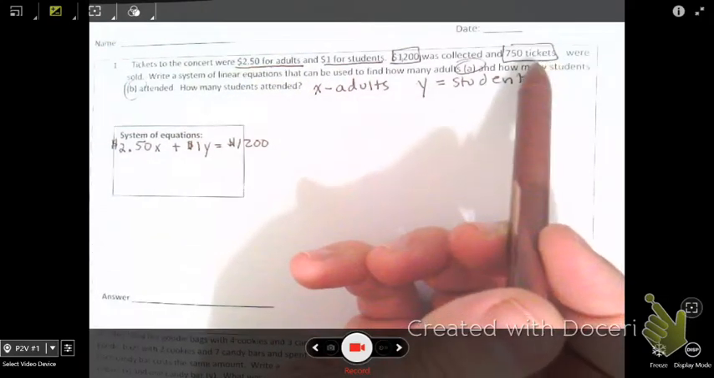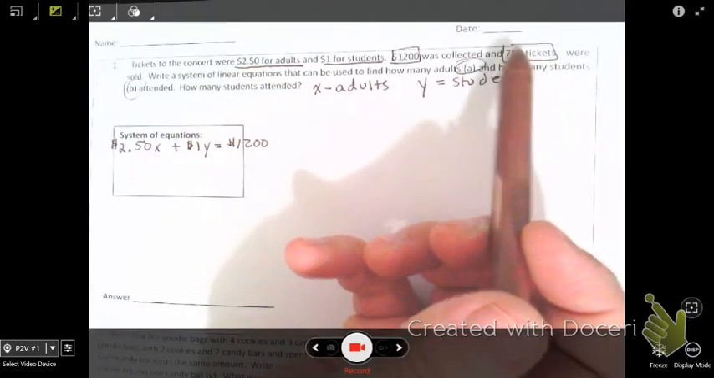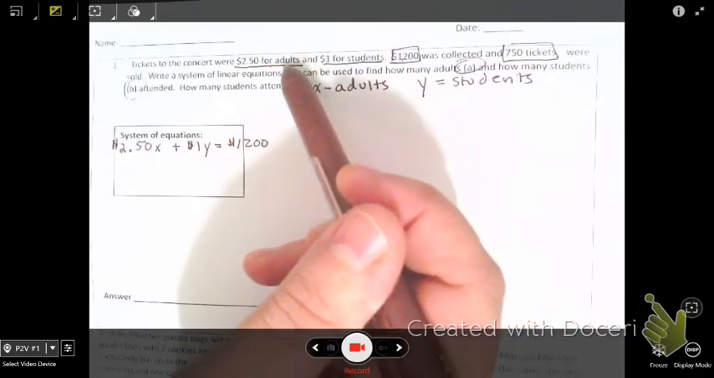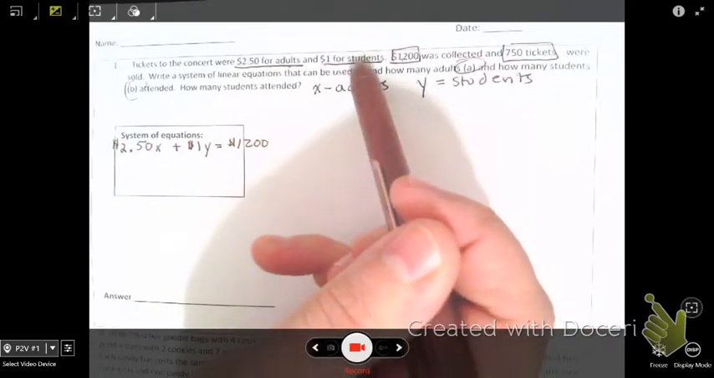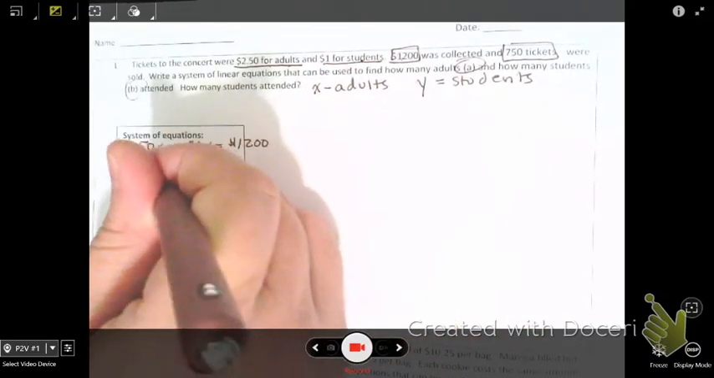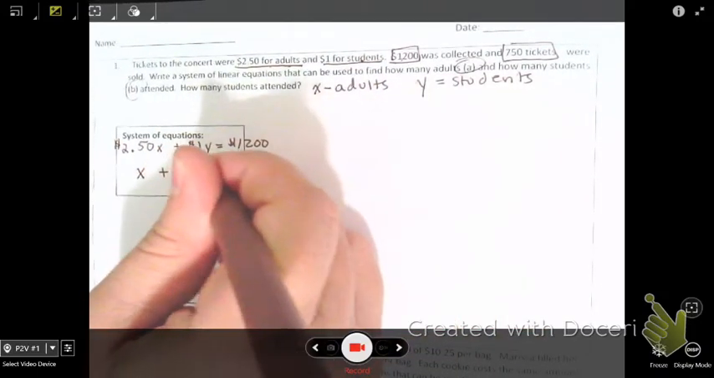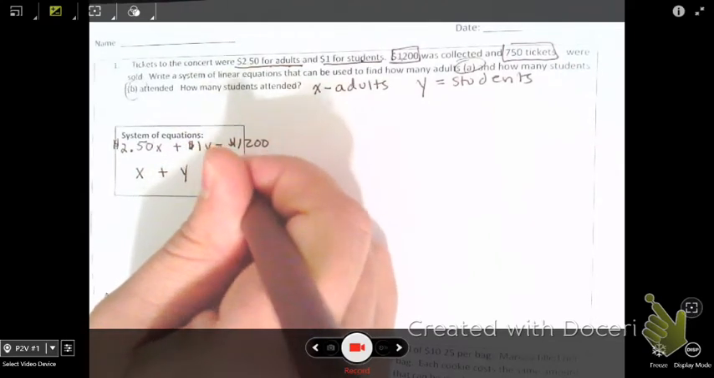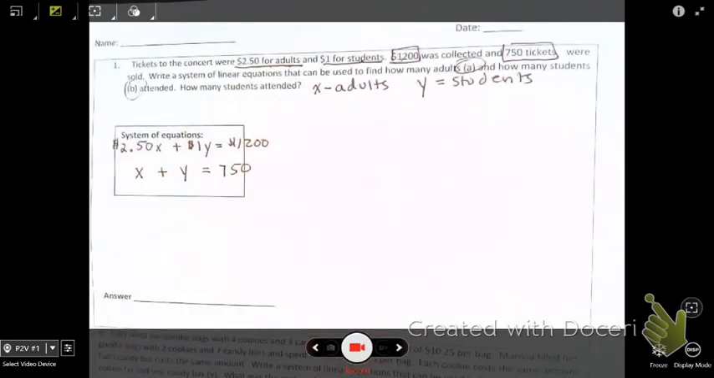Okay. Now, how do we represent the 750 tickets? Well, we know that 2 types of tickets were sold: adults and students. So combined, adults plus students is equal to 750. At this point, go ahead and pause the video, see if you can solve this system now.